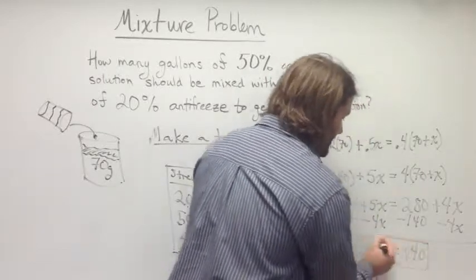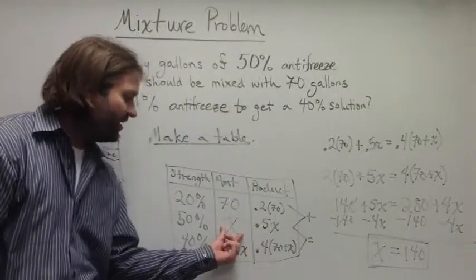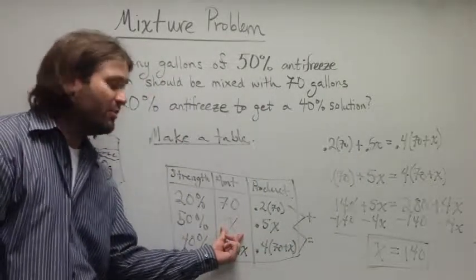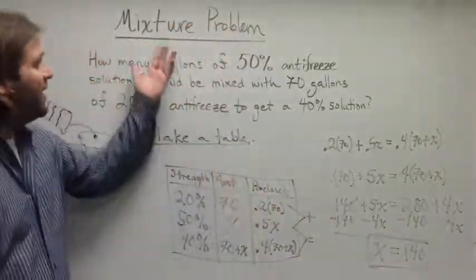And this is the solution. This x, since it's here, is the amount of 50% solution that we wanted, and it is the solution to the problem. This is how you work a mixture problem.